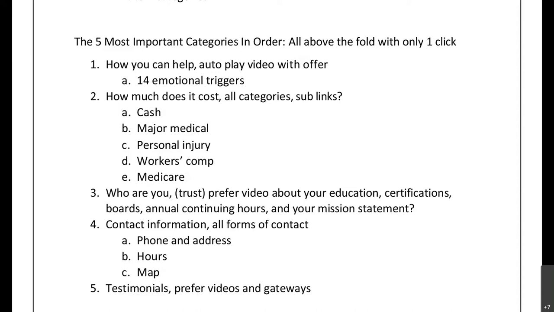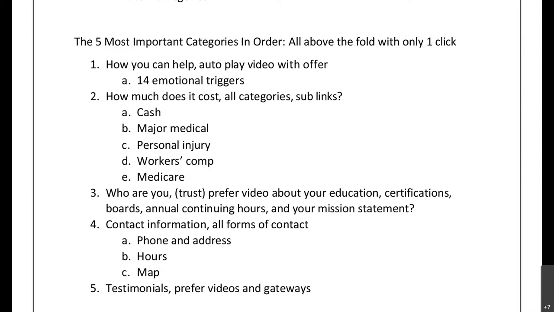So the home page: how you can autoplay video with an offer. So remember, the single most important thing that you can do on your home page is have a video there of you, and it's preferably of you. If not, then it's a PowerPoint presentation of you explaining how you can help the person that's searching. Okay. Now, I have that content.